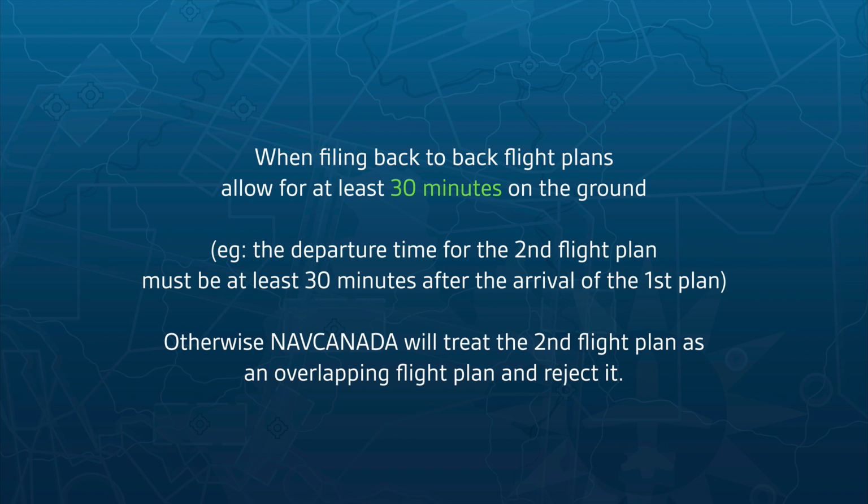Another thing, when you're filing back-to-back IFR flight plans through ForeFlight, make sure to allow for at least 30 minutes on the ground between the flights. For example, if your departure time for the second flight is 15 minutes after the arrival of your first flight plan, that won't be good with Nav Canada. Otherwise, they'll treat the second flight plan as an overlapping flight plan, and you'll get a rejection.